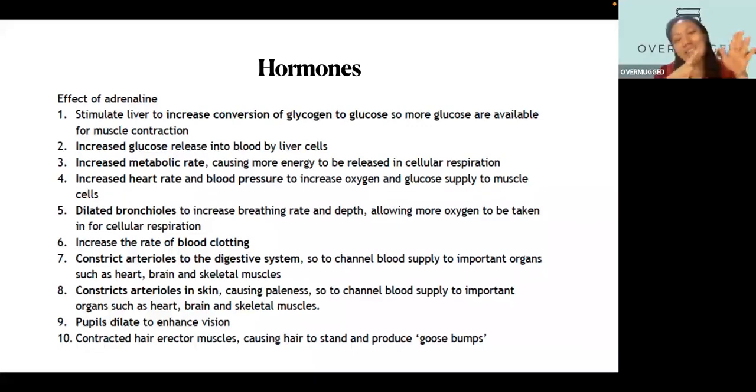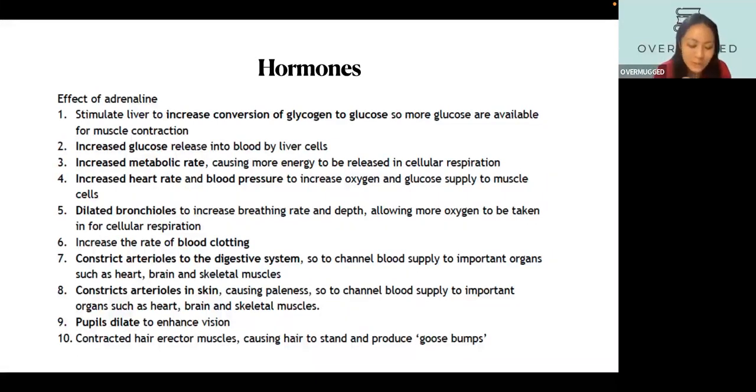Yes, I guess you are largely safe if you can list a few, but there are some that are very specific. Okay, let's go through this one. What I always tell my students, how do you memorize the effect of adrenaline? Because there are so many of them, right? Firstly, of course, you need to know that there are 10 points.